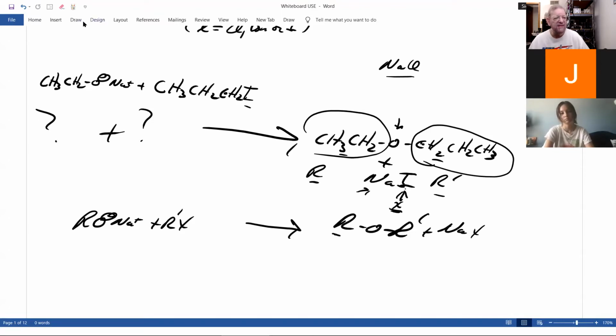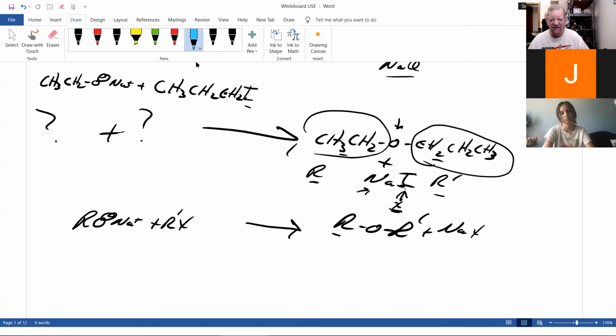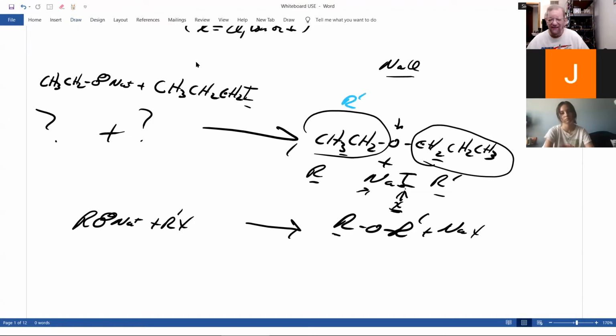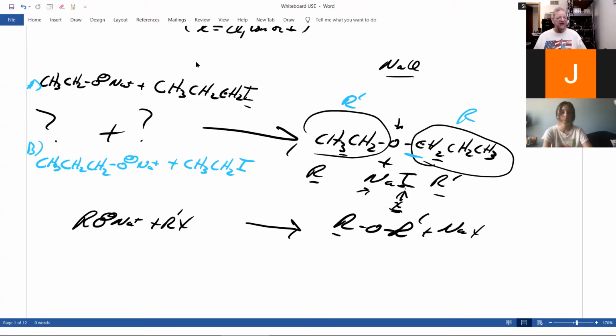But wait. What if I call this R prime and this R? Well, in that case, R would be this. The carbon with the oxygen, R still has it, but it's an alkoxide. And R prime would be this. And the halogen is still iodine. Now, which is right, A or B? And the answer is both. Either one would give you that product and be correct on my test.